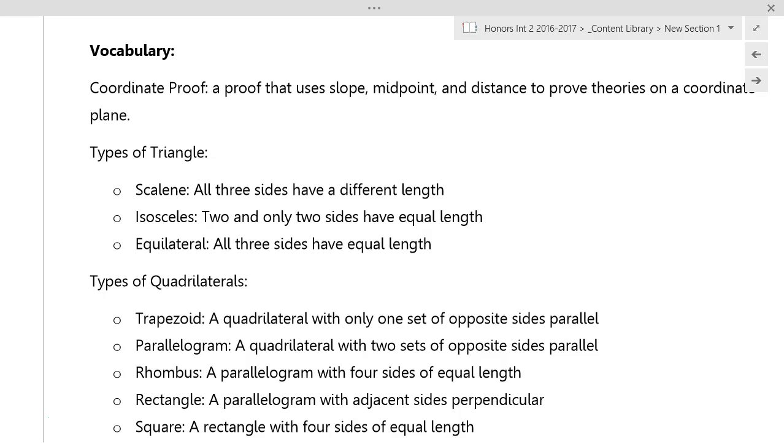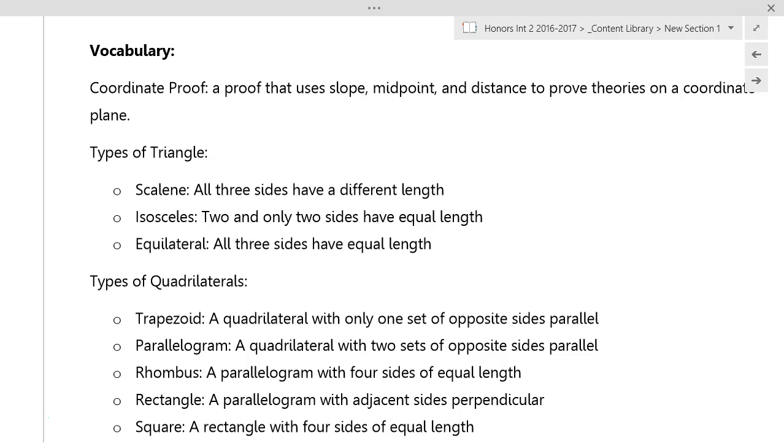What are we going to be proving? If you're given a shape, such as a triangle, what type of triangle is it? We prove that it's this type of triangle. Same thing with a quadrilateral. A quadrilateral is anything that has 4 sides. So if you're given 4 points that make up a 4-sided figure, it could ask you what type of quadrilateral it is. Okay? So we're going to use what we know about slope, midpoint, and distance to prove these.